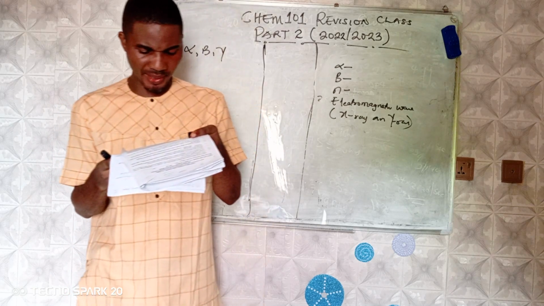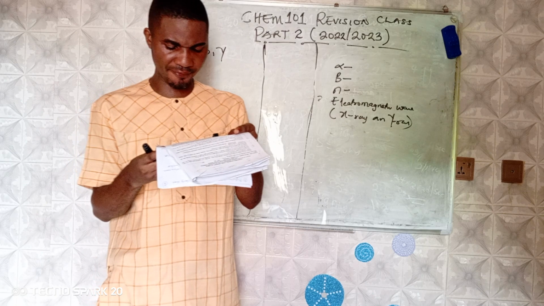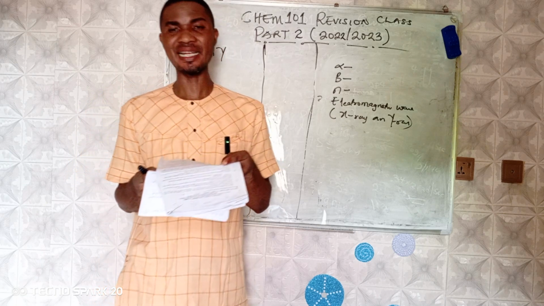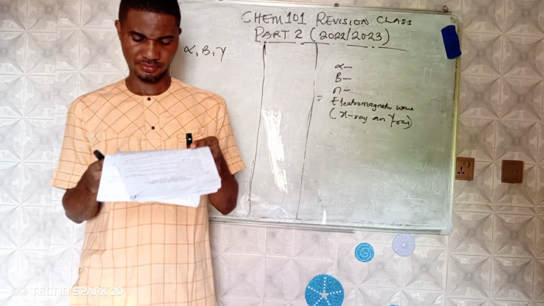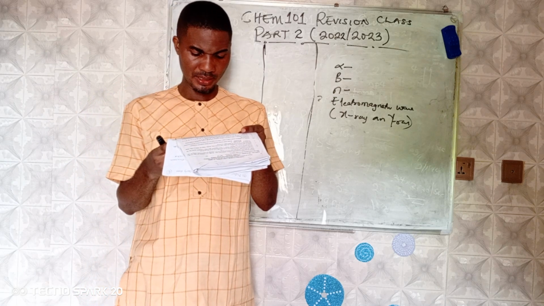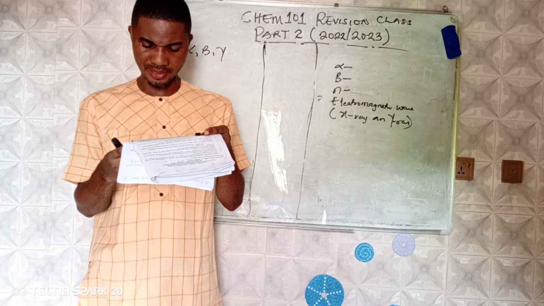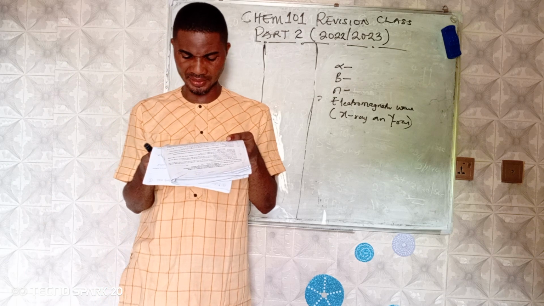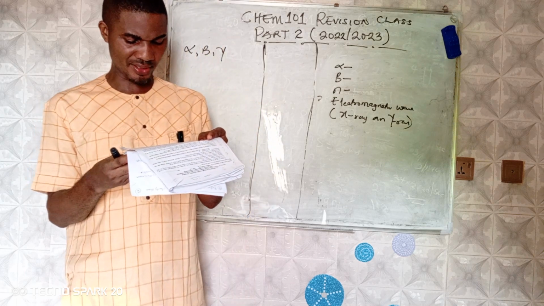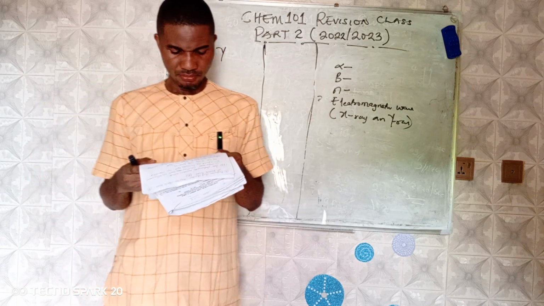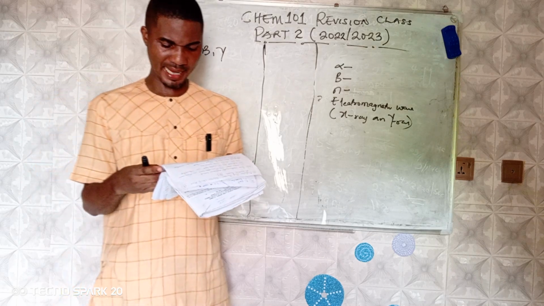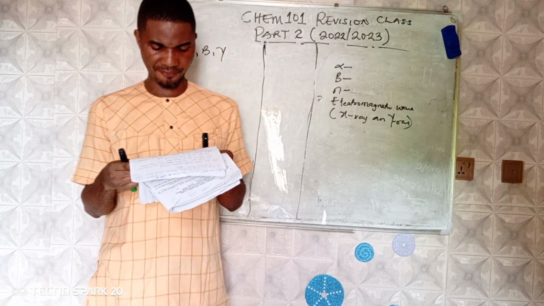27. Which of the following rays has the highest ionization effect? Remember, we said that the highest ionization effect is for alpha. So we have beta ray, gamma ray, X-ray, and alpha ray. Alpha ray has the highest ionization effect.